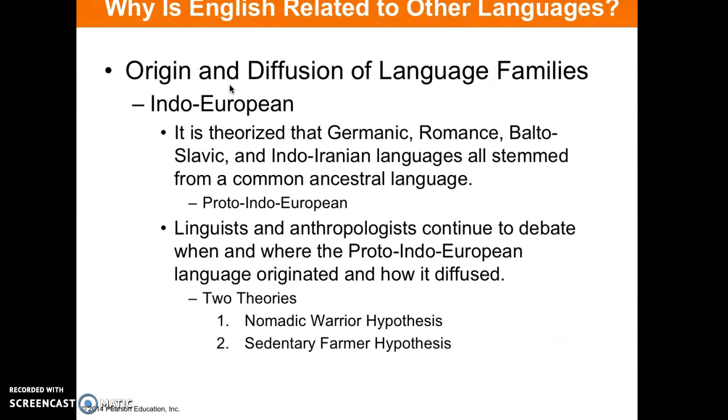We look at the diffusion of language families. We want to look at how do these language families move? How did you get one language family spread across all of South Asia and all of Europe? So it's theorized that Germanic, Romance, Balto-Slavic, and Indo-Iranian languages all came from a common ancestor language, the Proto-Indo-European language. And so linguists and anthropologists debate when and where this would have originated and how it diffused. And there's 2 main theories, the nomadic warrior hypothesis and the sedentary farmer hypothesis.